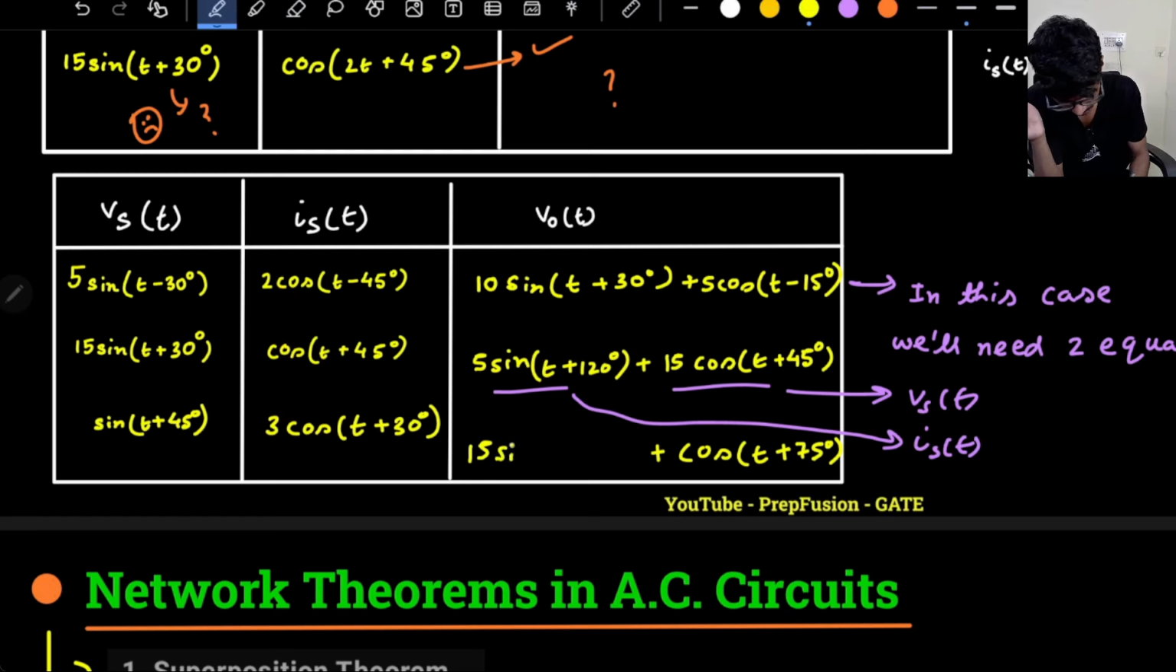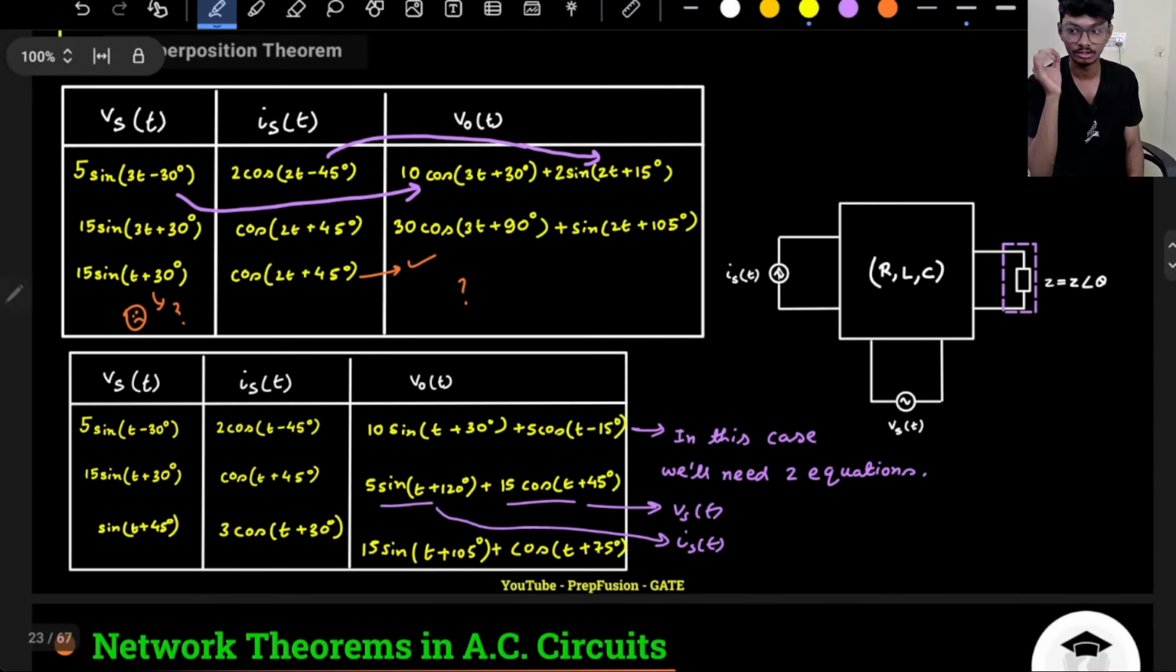So this will be sine of t. What is the phase shift here? Phase shift is again plus 75, so this also will be plus 75, that is 105 degrees. Okay, so like this you can solve, and trust me, one day GATE will frame a question.